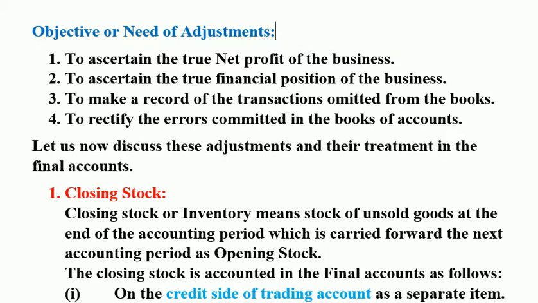And now let's proceed towards the third objective of our adjustments, that is to make a record of transactions omitted from the books. That means those transactions which were omitted in our books of accounts should be recorded while preparing the financial statements, like bad debts or unrecorded assets that may have been omitted. So all these things we will record while preparing the financial statements.